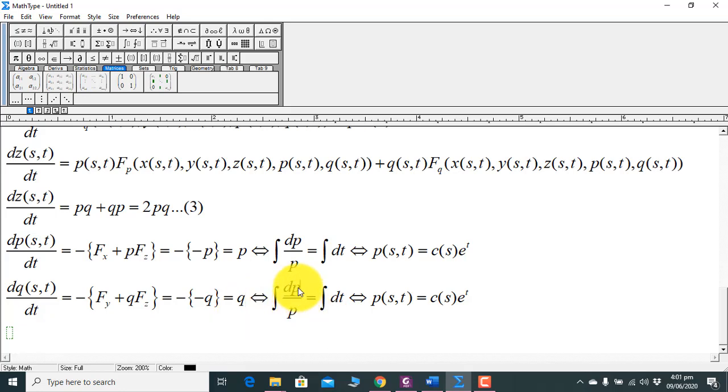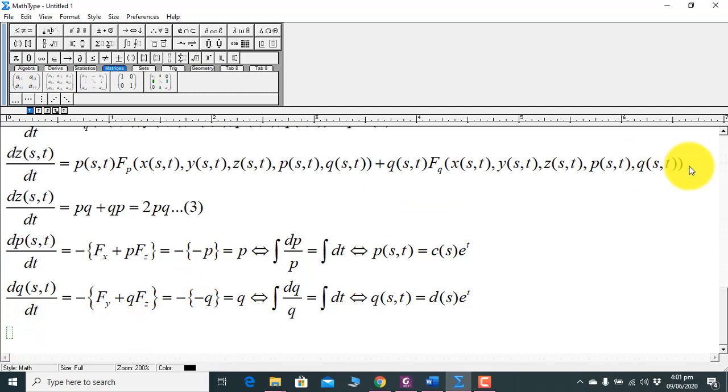dq by dq will be equal to dt, and q will be equal to, not c, the constant I have named in the slides as d of s e to power t. So you have calculated indeed two constants. Okay, now what is the third step?